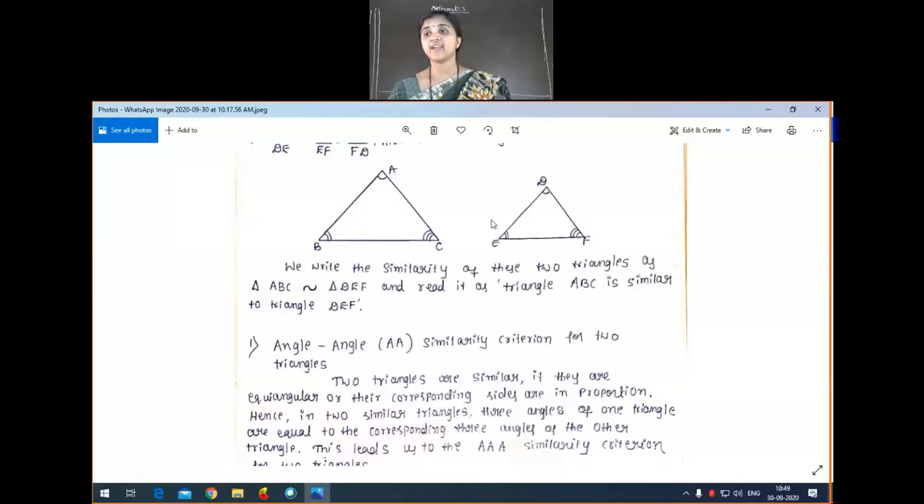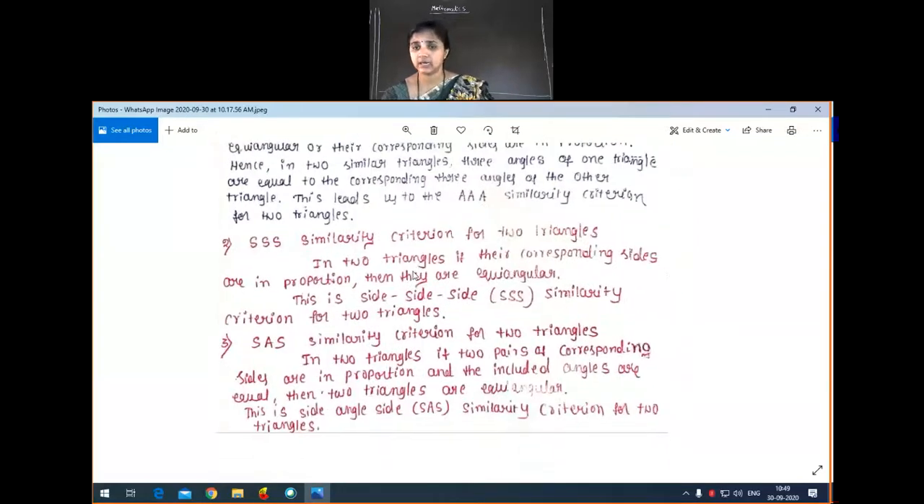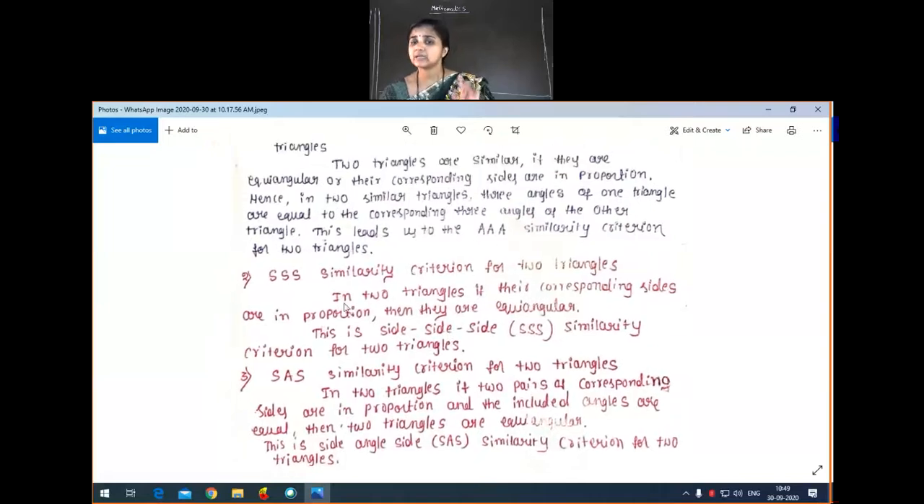According to AA criteria, we can say that these two triangles are similar. Okay, so now once again we will come back to this discussion, but we'll see the second one. Second one, yes, similarity criterion for two triangles. So we cannot compare this with the congruency SSS criteria.